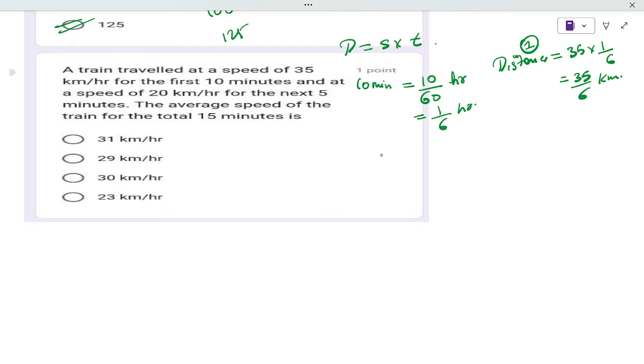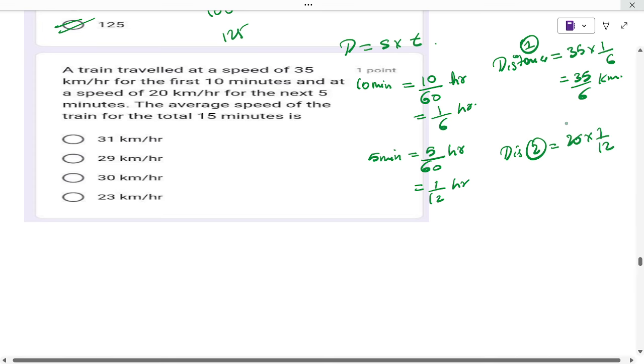The second distance to 5 minutes ase. 5 minutes to hour convert kole 5 by 60 hours ase. Because in an hour we have 60 minutes, right? Smaller to bigger convert kore we are dividing it. Bigger to smaller we multiply. 1 by 12 paise. Then the distance 2 will be what? Takima kilometer jase 20 km jase into 1 by 12. 4 5 times 4 3 times 5 by 3 kilometer. So that's the one distance 2 paise.